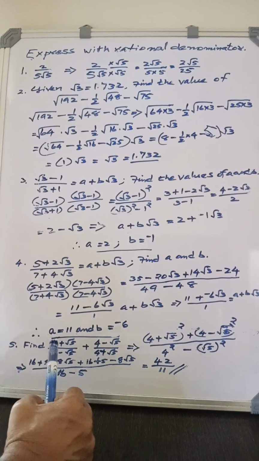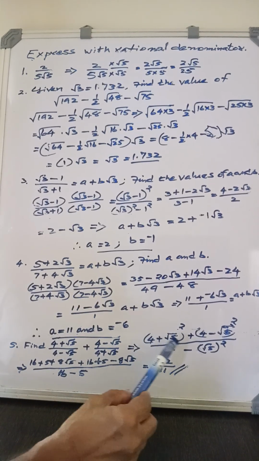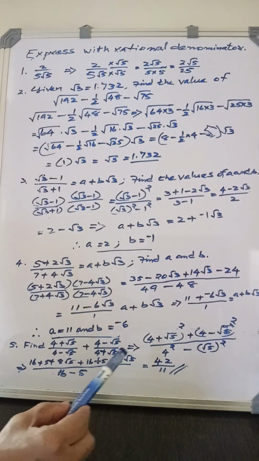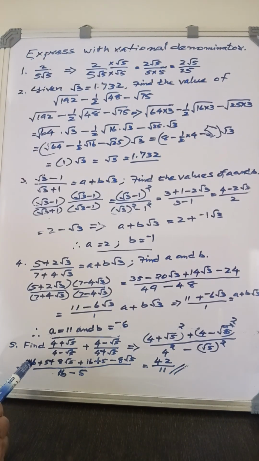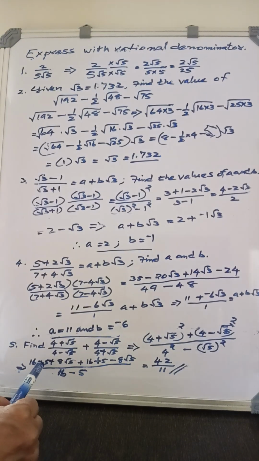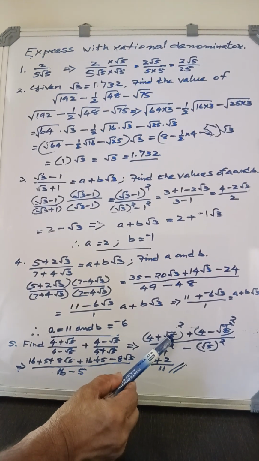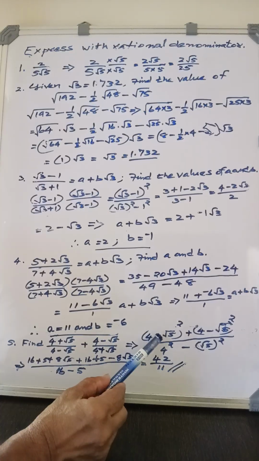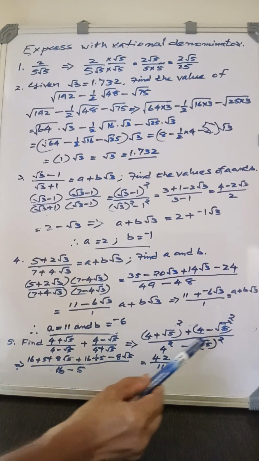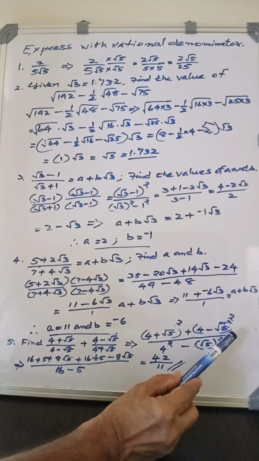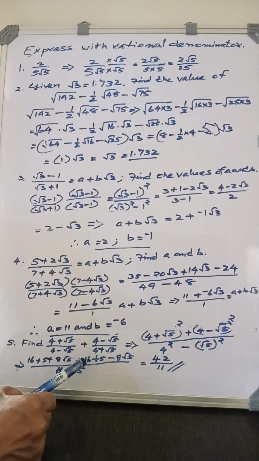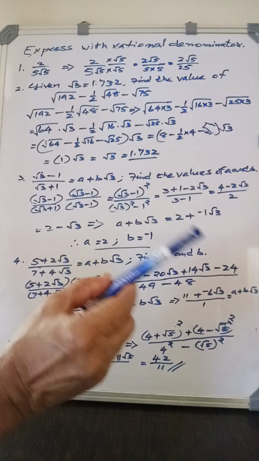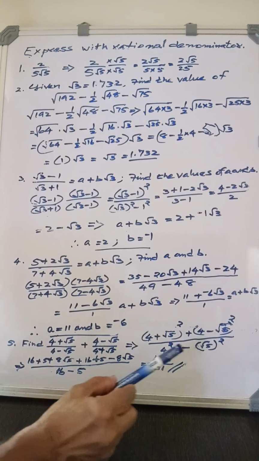Next, when we cross multiply, 4 plus root 5 into 4 plus root 5 gives 4 plus root 5 the whole square, and 4 minus root 5 into 4 minus root 5 gives 4 minus root 5 the whole square. Therefore, a plus b the whole square gives a squared, 4 squared, plus b squared, root 5 the whole square, 5, plus 2 into 4 into root 5. 2 into 4, 8. 8 into root 5, 8 root 5. Similarly, 4 minus root 5 the whole squared follows the identity a minus b the whole squared. A squared is 16, b squared, root 5 the whole squared, 5. And minus 2ab gives minus 2 into 4 into root 5, minus 8 root 5.